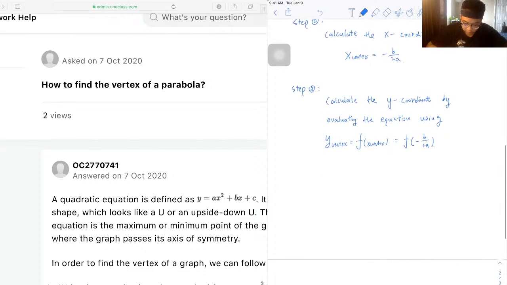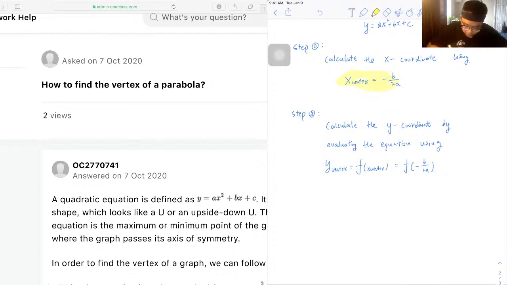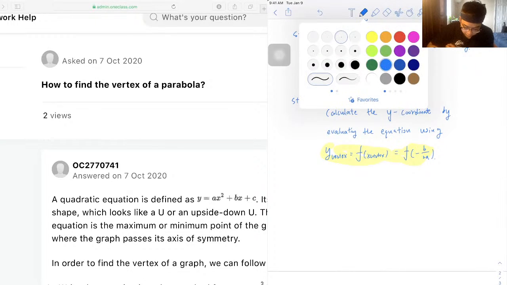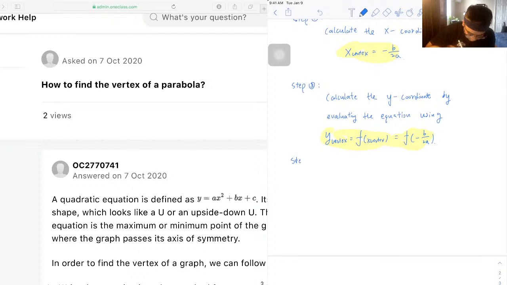Right. So now we have the x-coordinate and y-coordinate. Now we can write the conclusion, which is our step 4. Our vertex point would be x vertex, y vertex. And let's try this with an example.